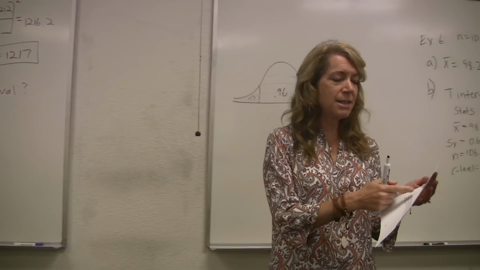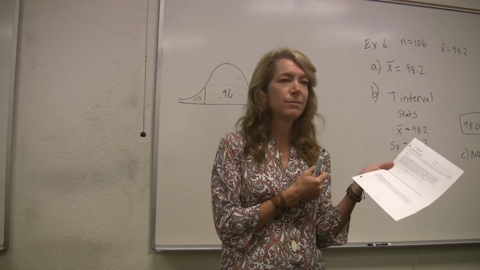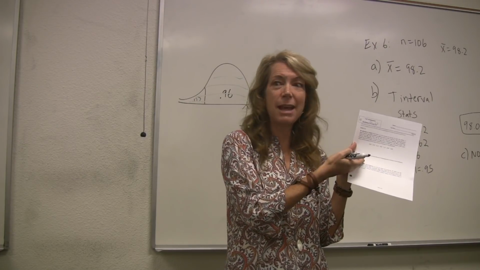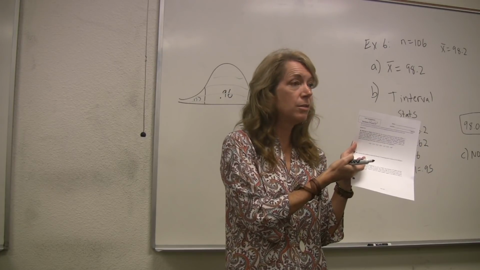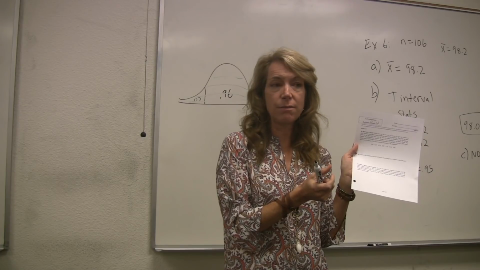Look at number 36 now, right underneath it. Look at the subtle difference. Now they're giving you sigma on the next one down. If they're giving you a sigma, then it's a Z interval. You'll get slightly different answers for T intervals versus Z intervals.